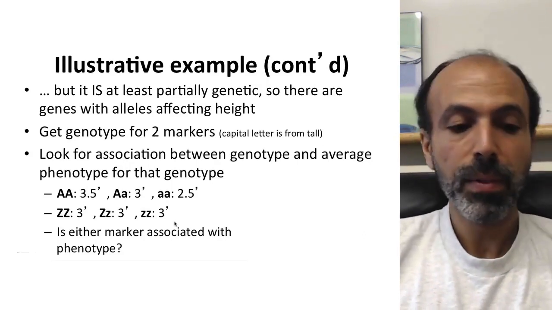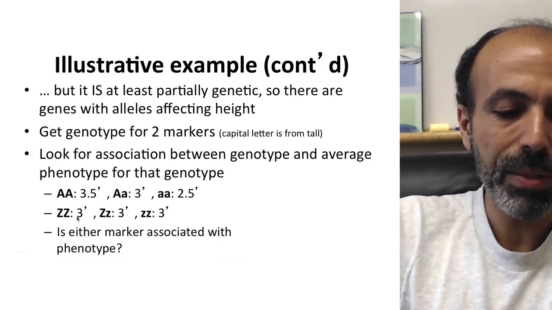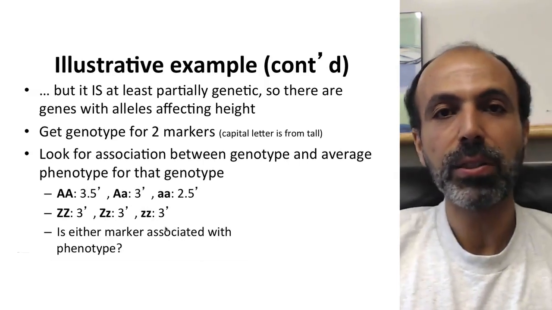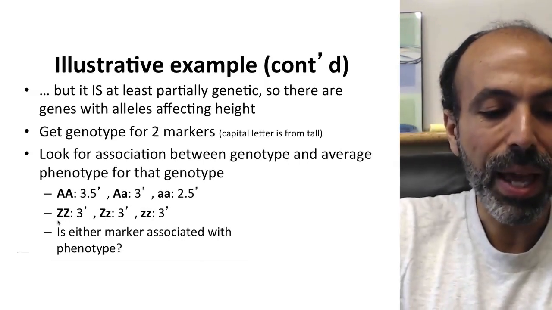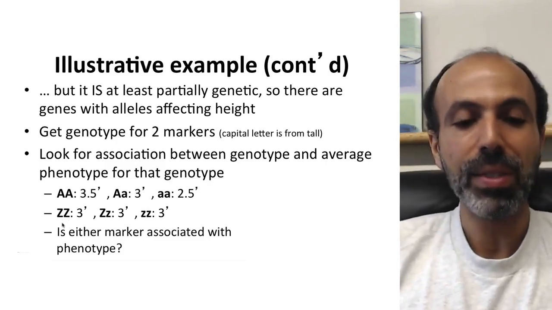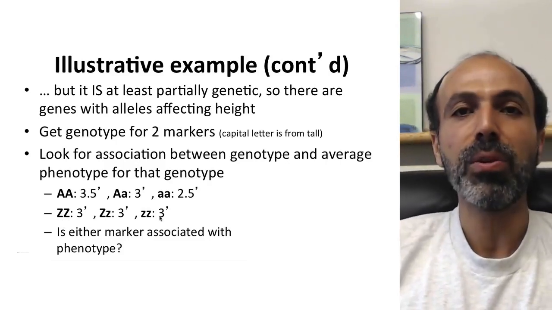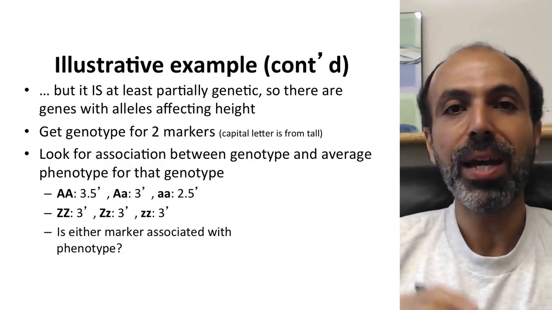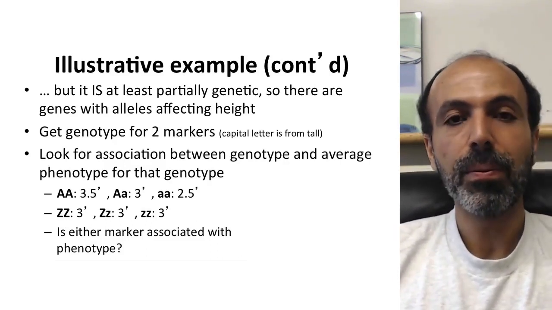Contrast that with the Z marker. Big Z is 3 feet tall on average. Big Z little z is 3 feet tall. Little z is 3 feet tall. I don't mean every single individual that's big Z, little z, and little z is 3 feet tall. But the average among individuals with that genotype at that marker is 3 feet tall.